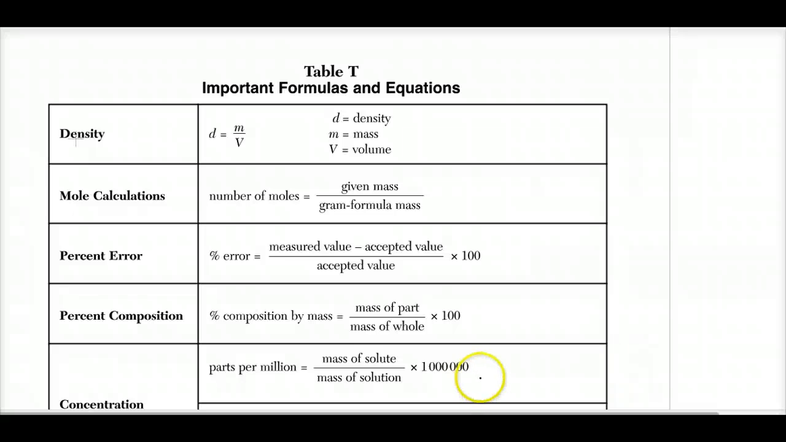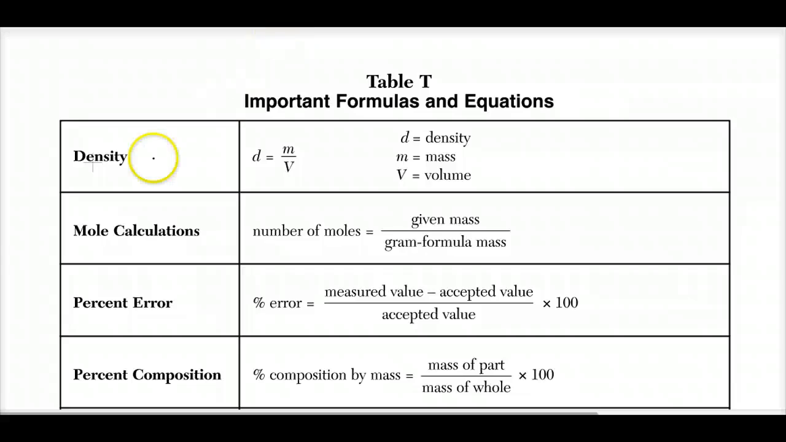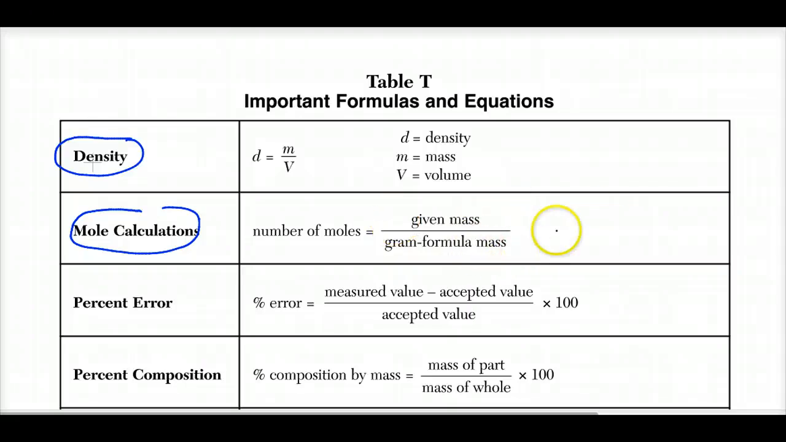And then we're left with Table T. Table T is nothing more than a table that gives me the formulas for things. Density, if you need it, is written. Mole calculations, going from moles to grams, maybe. I don't ever think about using this one.